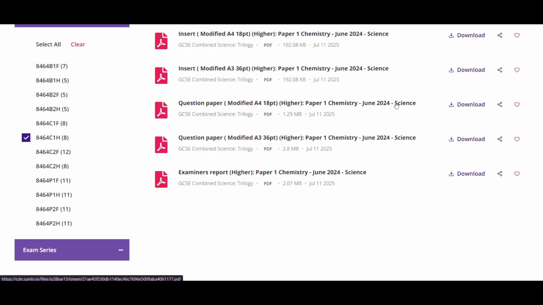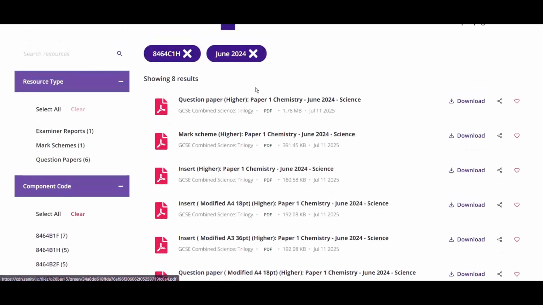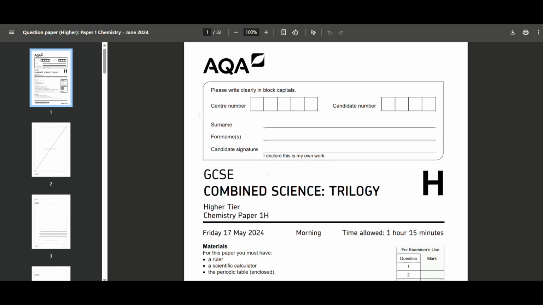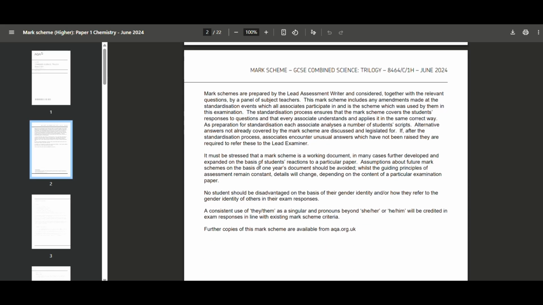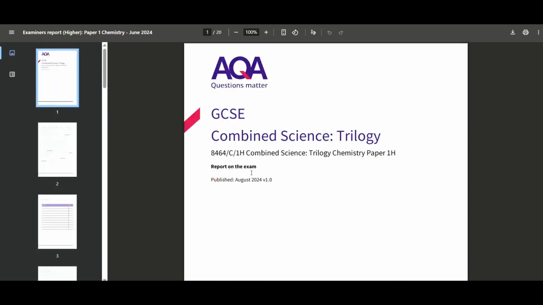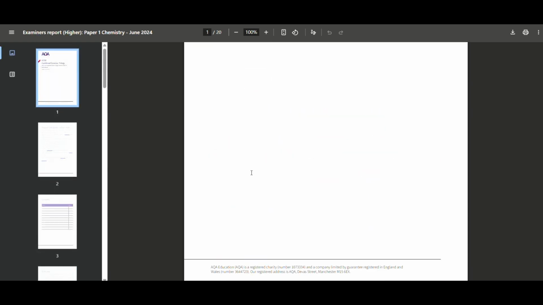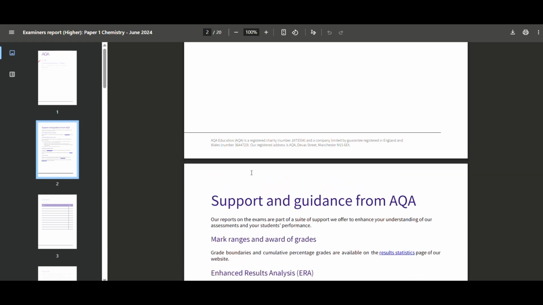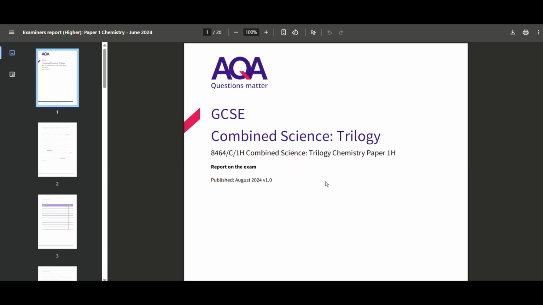Now I have clicked on all of these and opened them up separately. So here's the question paper, and we have got the mark scheme over here as well. And then also the examiner report, which is here as well. Now I'm going to tell you about the examiner report. So the examiner report tells you how the cohort did in that exam.